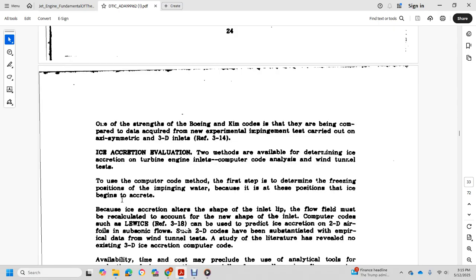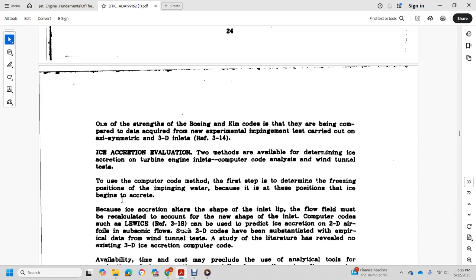The use of the computer code method: the first step is to determine the free stream position of impingement of water, because of the position of the ice being accreted. Because the ice accretion alters the shape of the inlet lip, the flow field must be recalculated to account for the new shape of the inlet. Computer codes such as the Lewis code (figure 318) predict ice accretion with 2D airflow, subsonic flow, such as the 2D codes.